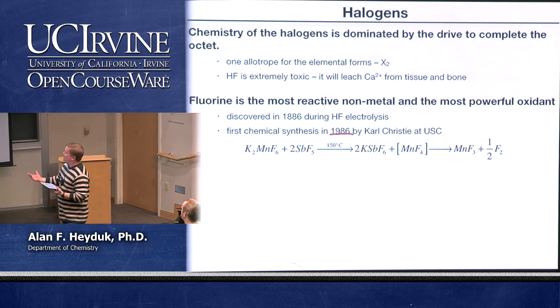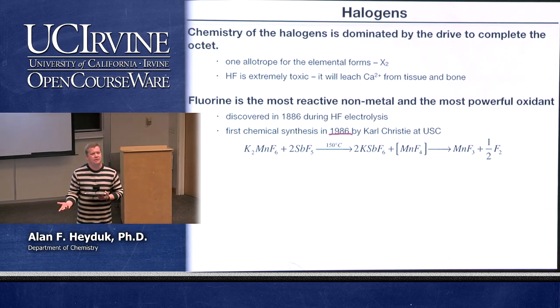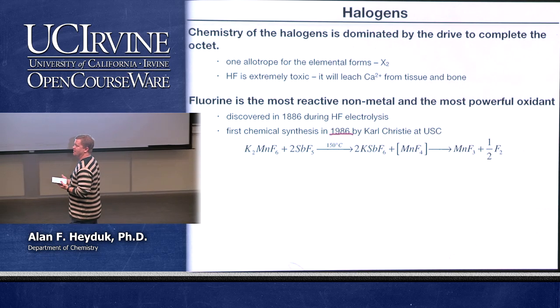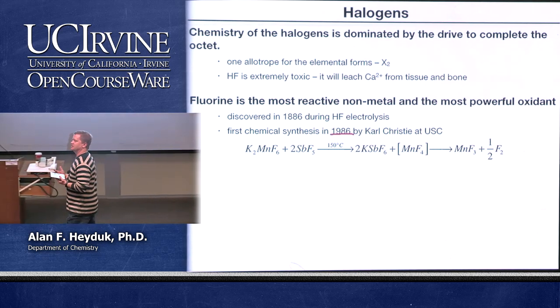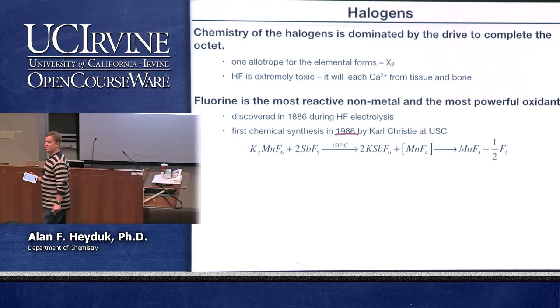You don't remember it, but that's the first time fluorine gas was synthesized in the lab. To me, that just seems crazy, right? This is an element gas that we had to wait until 1986 to make. And you can see that it was made in a pretty unusual way.